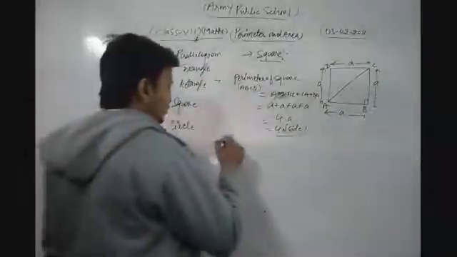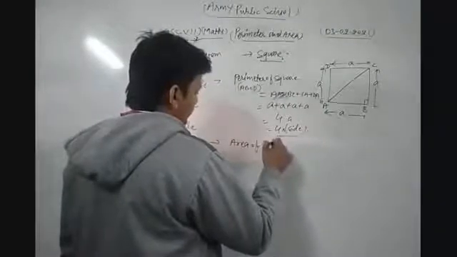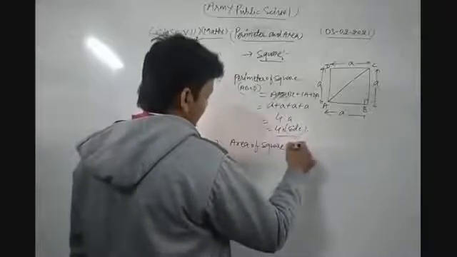Now, the second one is the area of square ABCD.